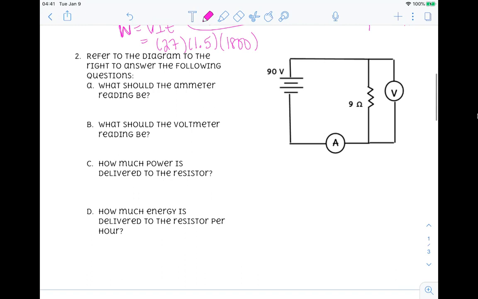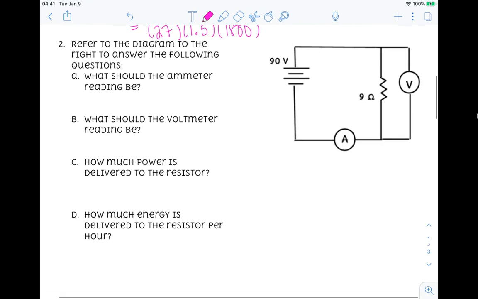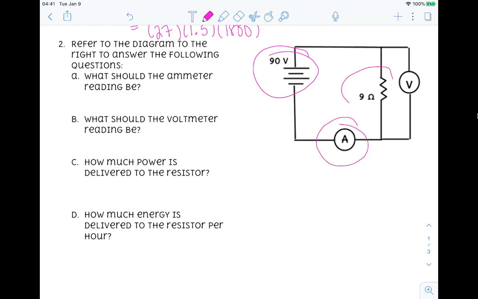Okay. Moving on to number 2. Here we have this circuit. Again, we're given a battery, an ammeter, a resistor, and a voltmeter. It's important that before you do anything in the problem, you know exactly what's given to you. I'm going to go through and write out our givens. V is 90 volts. R is 9 ohms.